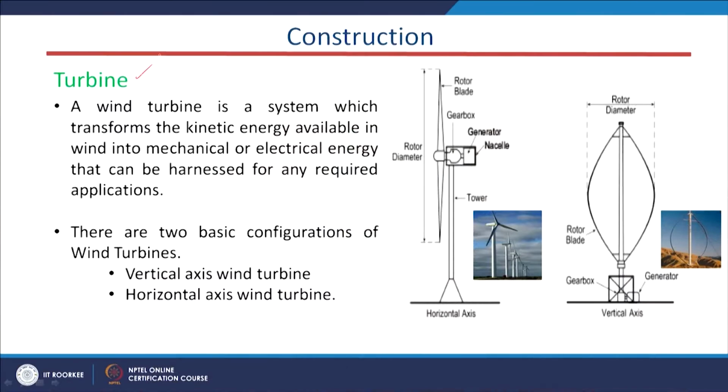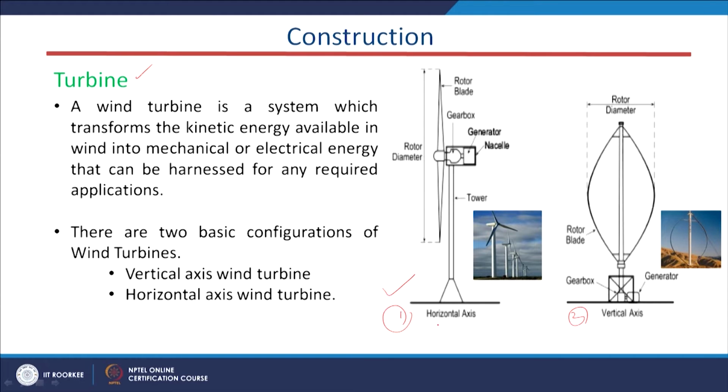Coming to the tower of the wind farm, the towers are mainly divided into two categories. The first one is the vertical tower and the second one is the horizontal tower. If we come to this figure, this is our horizontal blade or horizontal tower of the wind system, and this is our vertical wind system. What is the difference between these two?